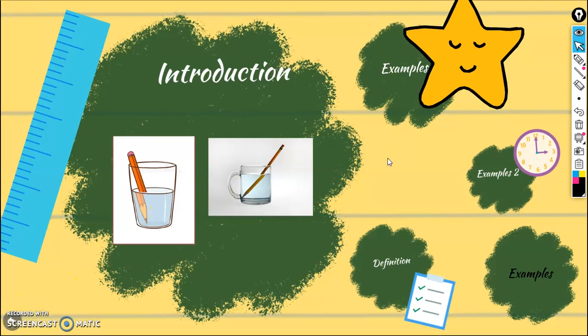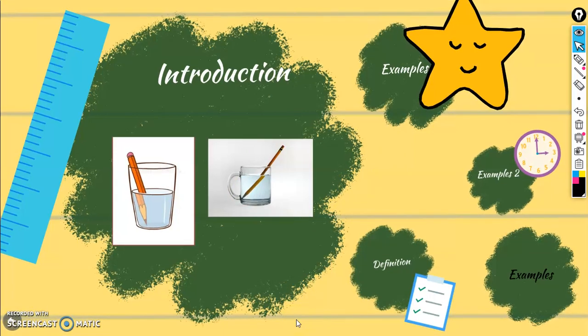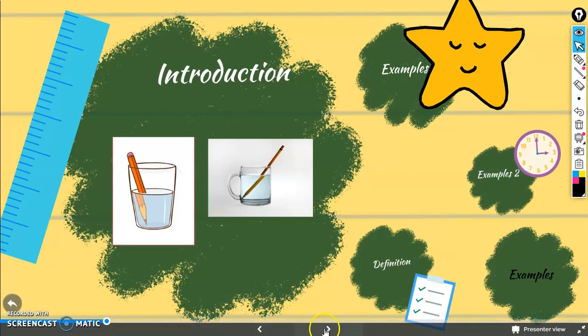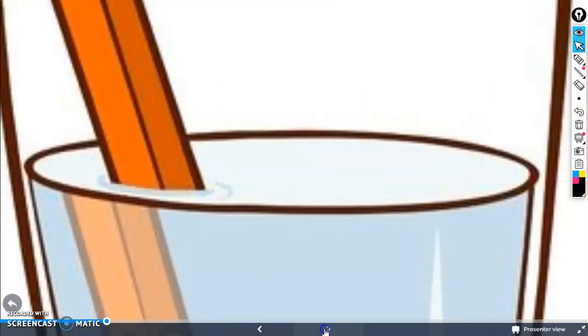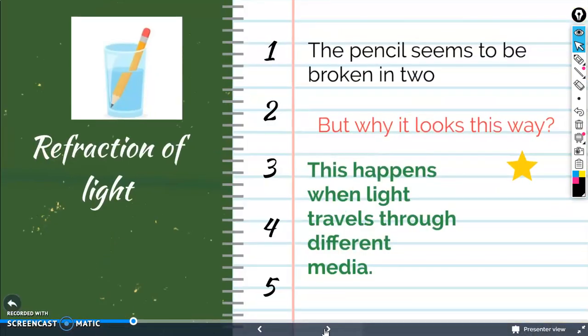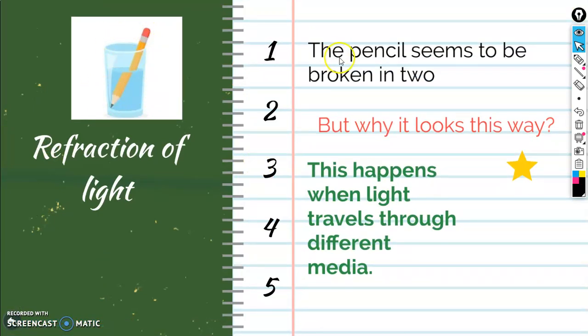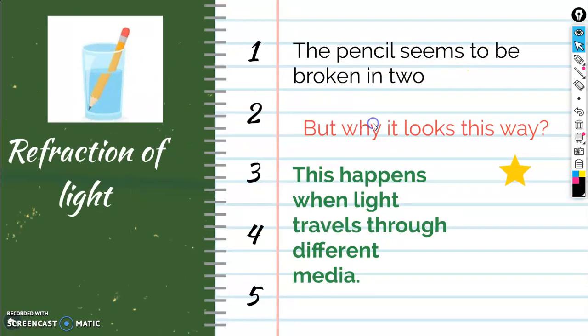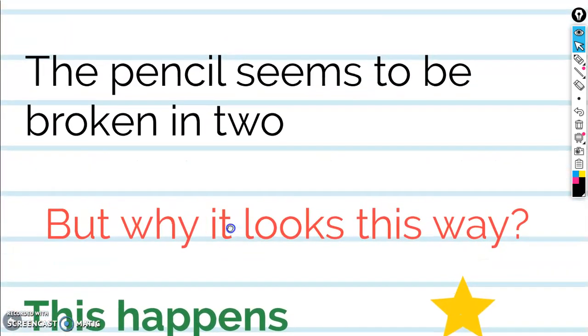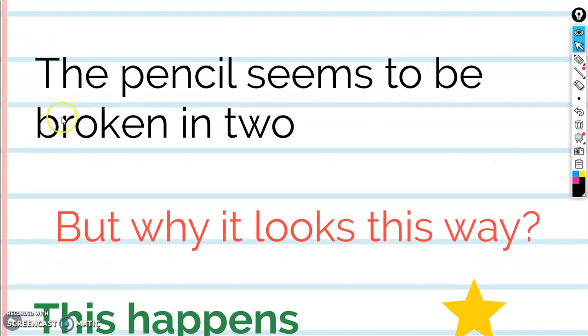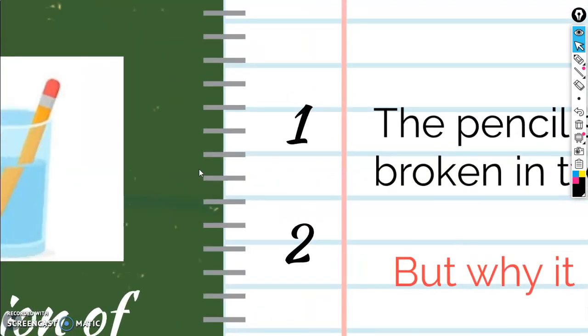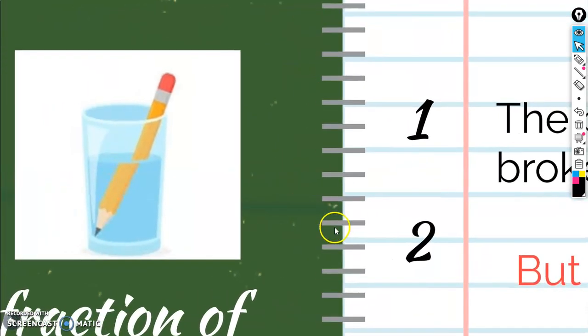Okay, so let us see different pictures that explain light refraction. Okay, that was the first one. So as we have seen from this picture, the pencil seems to be broken in two, but why does it look this way? Why do we see the pencil broken or bent? What is the scientific reason for this?